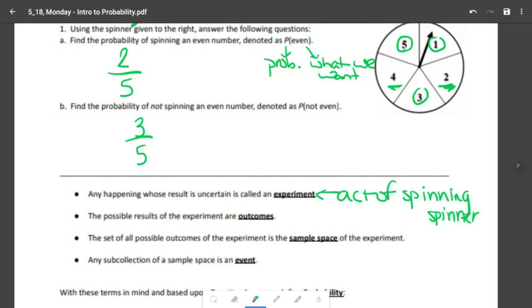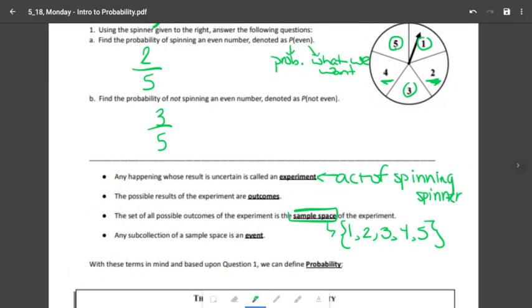Next, the set of all possible outcomes of the experiment is the sample space of the experiment. For example, all the possible outcomes on that spinner, I could get a 1, I could get a 2, I could get a 3, I could get a 4, or a 5. This is considered my sample space. These are all my possible outcomes when I spin that spinner.